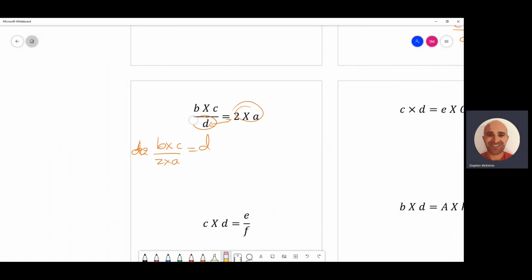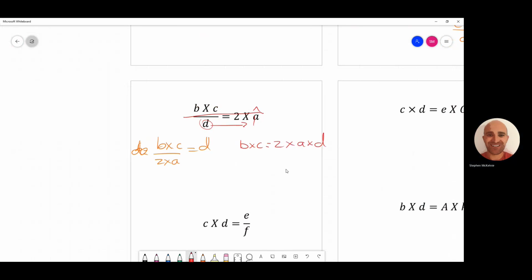I'm also going to find out what B is equal to. So I'm going to draw my line. I'm going to keep B happy. B's fine where it is. I don't need to do anything with that, but I need to move D. D moves to the other side of the equals to, so it has to move to the other side of the line. That gives me B times C is equal to 2 times A times D.